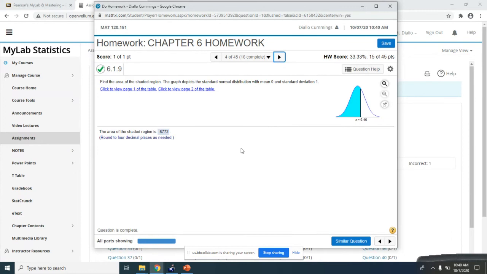All right, then we get into these sort of problems, right? So keep in mind it says find the area. Area is probability. All right. So now keep in mind we're finding the area of a shaded figure. In order to answer this problem, it says find the area of the shaded region. The graph depicts a standard normal distribution with a mean of 0 and a standard deviation of 1, and we're asked to find the area.